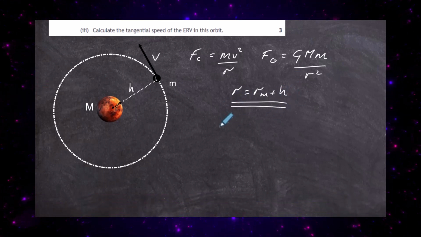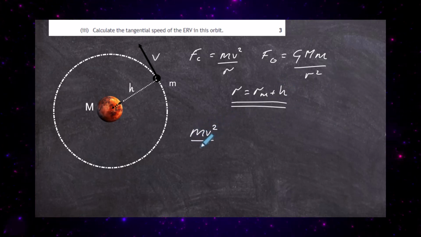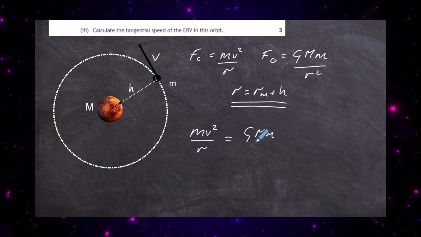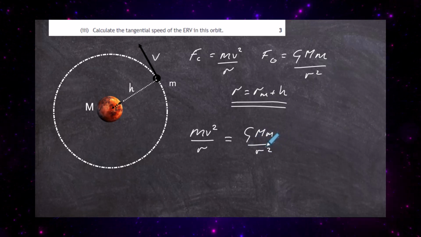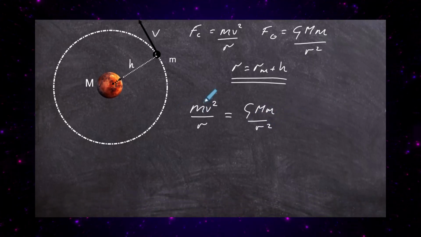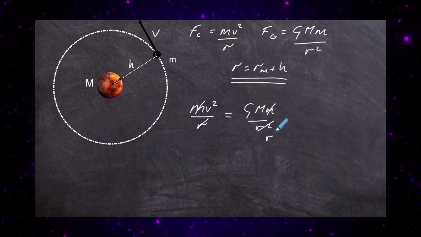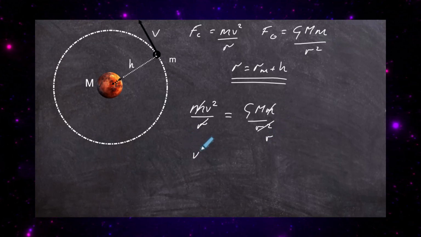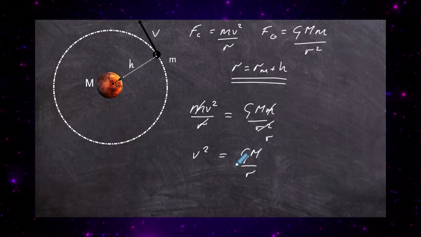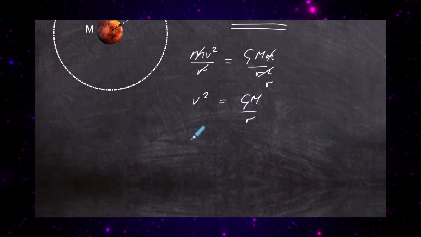So let's make sure the two of them are equal. We've got the centripetal force mv squared divided by r should equal G capital M small m over r squared, and we're going to get a cancellation here. You can see that we can cancel m divided by r on both sides, and we're left with an r at the bottom, the denominator. So we've got v squared is equal to GM over r. So we can go ahead now and work out what the tangential speed is.